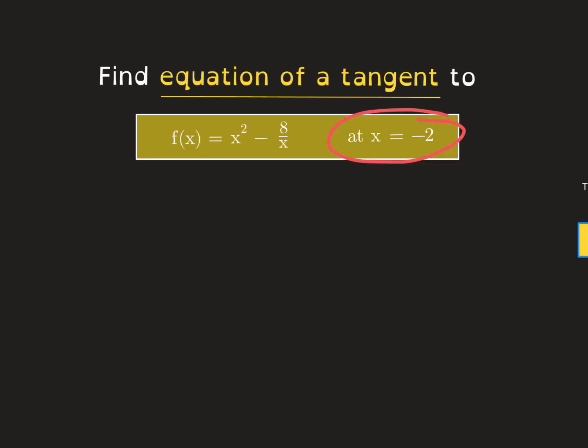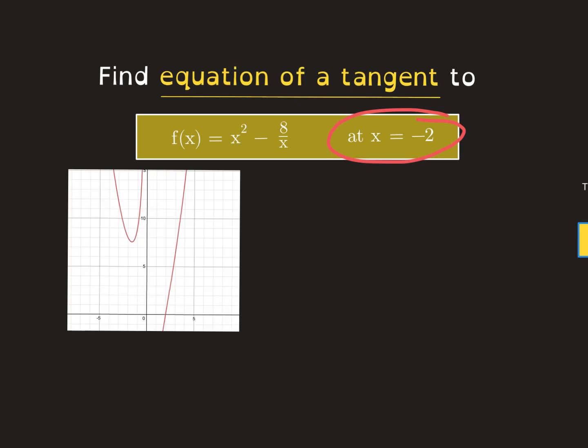To find the equation of a tangent to this function at x is equal to -2, we just do not have enough information. What we need to do is to find the coordinates of a point. So you don't need to see the graph of this particular function, but I like to just show it so that you can see what you're doing.